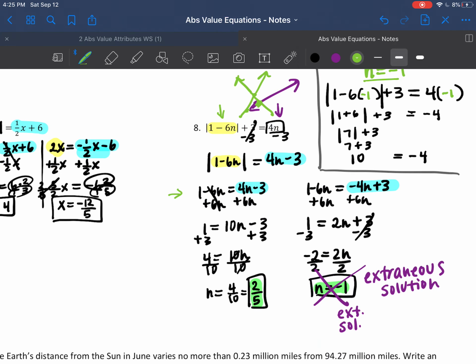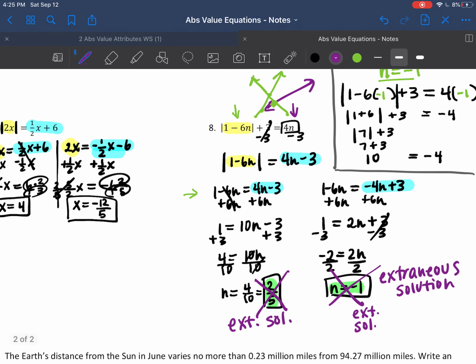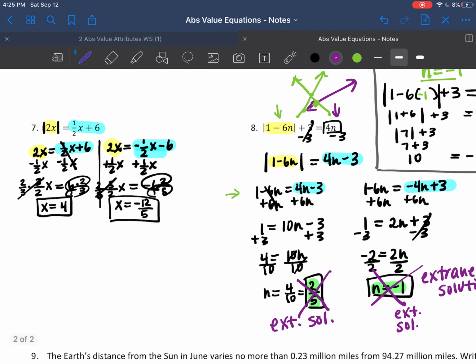And so I'm not going to put you through watching me plug in the 2/5 in the other examples, but 2/5 actually doesn't work either. And I'll let you verify that on your own by plugging it in. Okay, in the case of number 7, when you plug in this 4 and when you plug in this -12/5, they both work. And so those are actual solutions, whereas on number 8, we had two extraneous solutions.